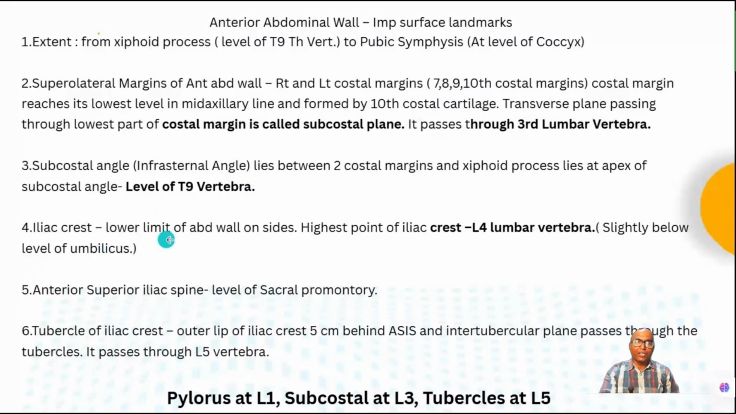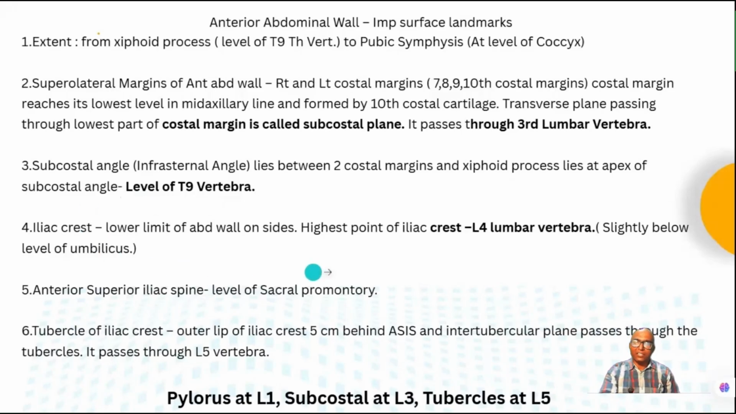Then the iliac crest forms the lower limit of the abdominal wall on the sides. The highest point of the iliac crest corresponds to the L4 vertebra, which also corresponds to the level of the umbilicus, the division of the aorta, and the formation of the IVC.